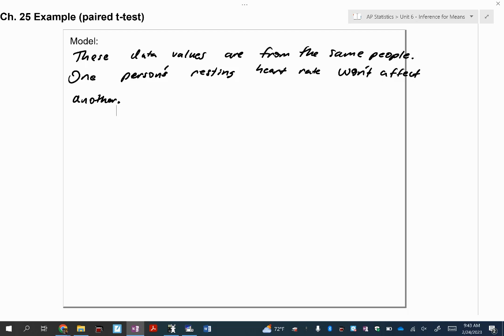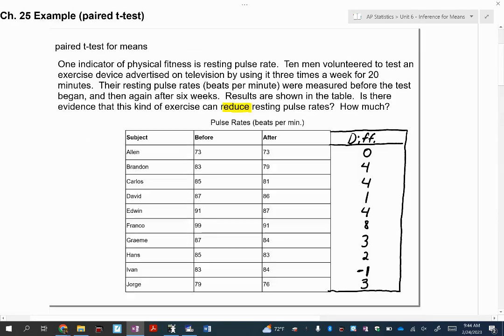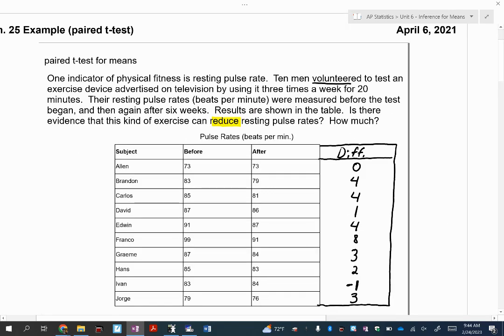What do we do next? Randomization. Does it say random? No, it says volunteer. I'm a little worried. Not that I have an issue with volunteers, but when I see volunteering to do an exercise program, what am I thinking about the people that are going to do that? They're athletic. They're probably interested in this and might be more athletic than the random person on the street. So that would be my concern.